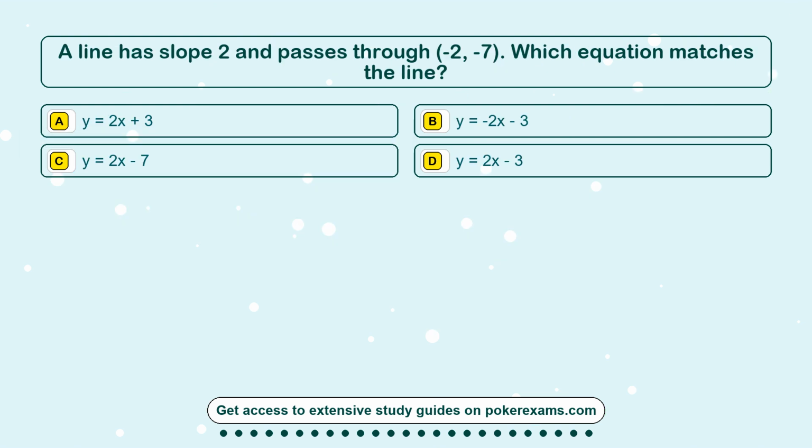Question 14. A line has slope 2 and passes through -2, -7. Which equation matches the line? Option A, y equals 2x plus 3. Option B, y equals -2x minus 3. Option C, y equals 2x minus 7. Option D, y equals 2x minus 3.